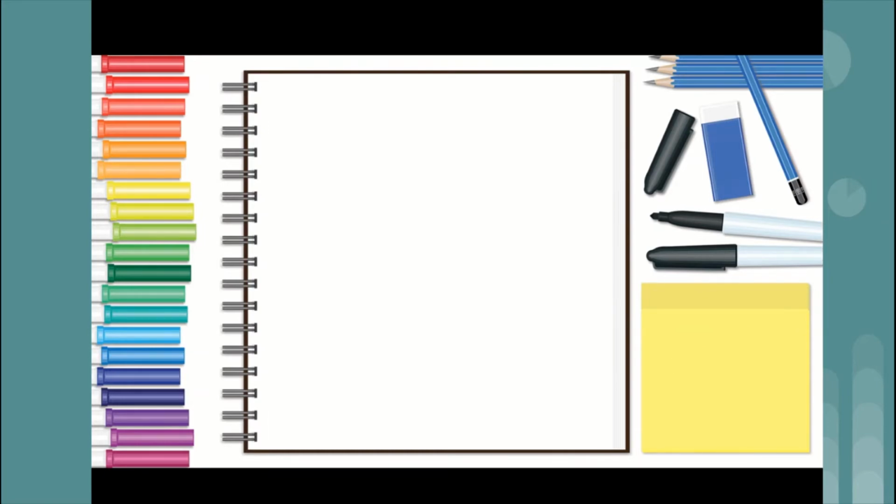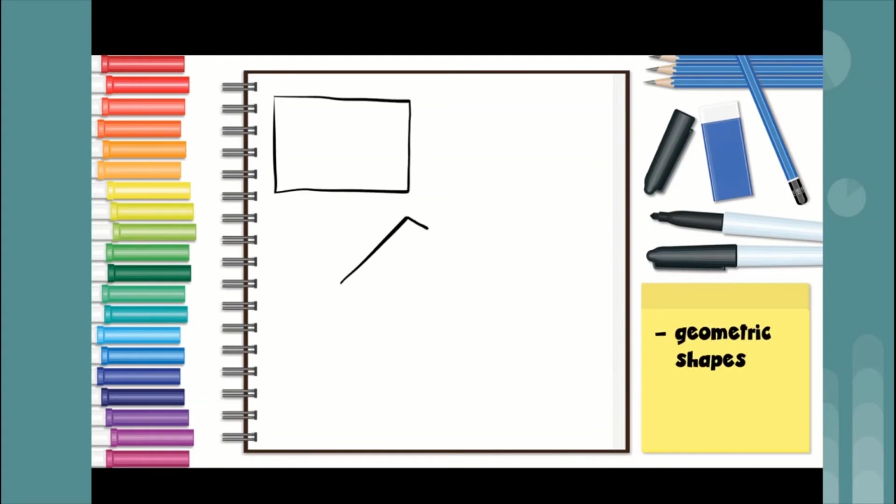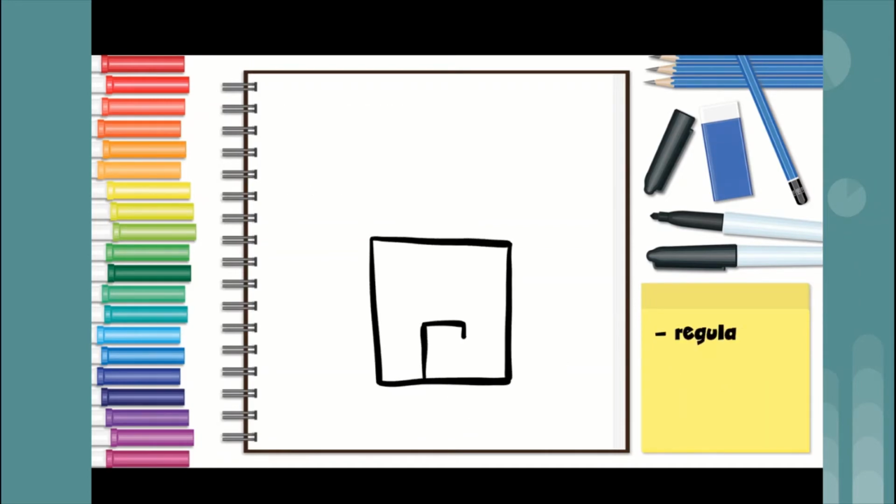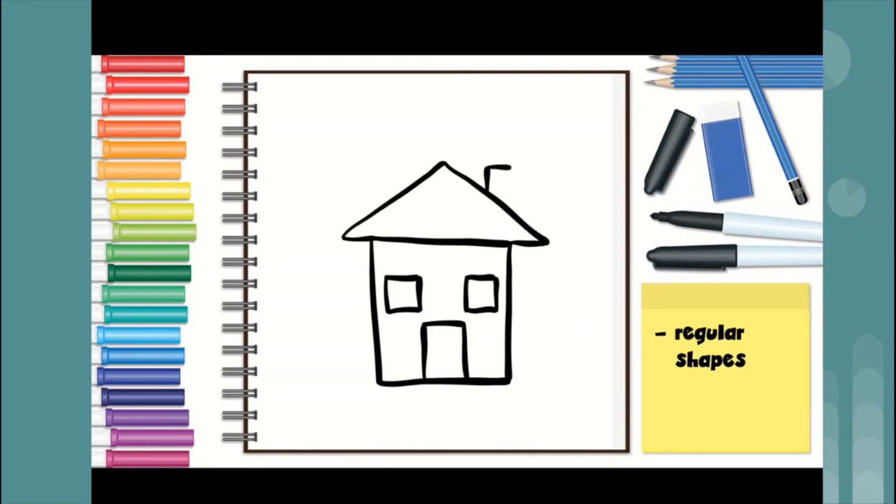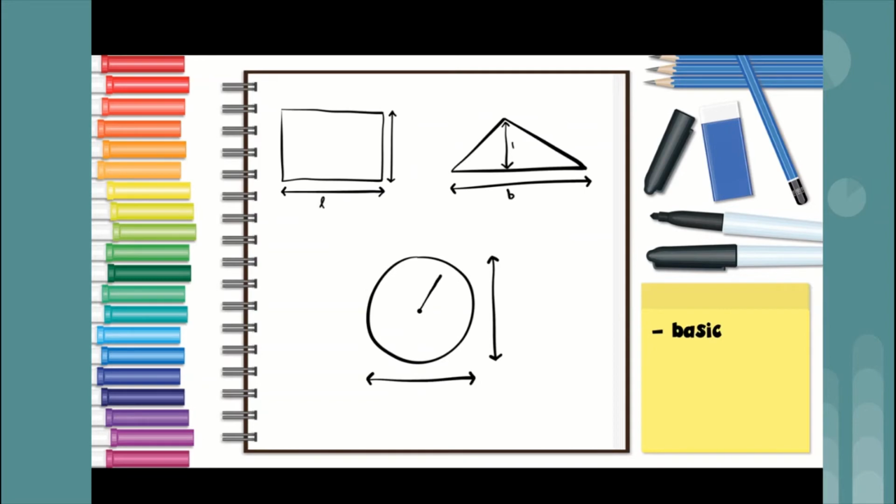First, we have geometric shapes, such as a rectangle, a triangle, and a circle. These are also known as regular shapes because we see them all around us. They have basic mathematical equations that are used to describe them.